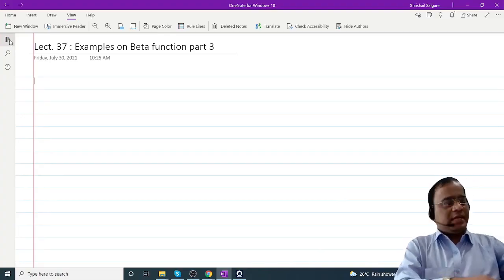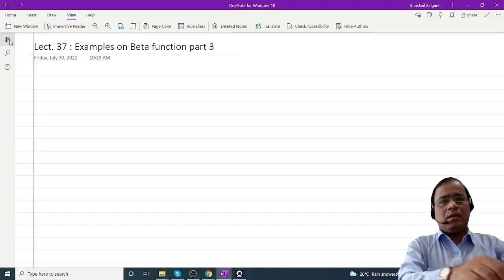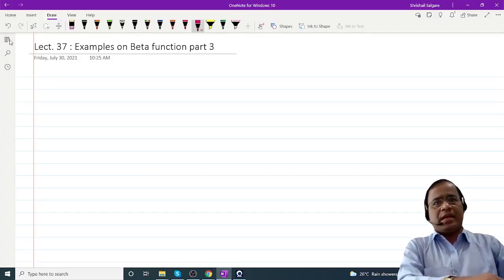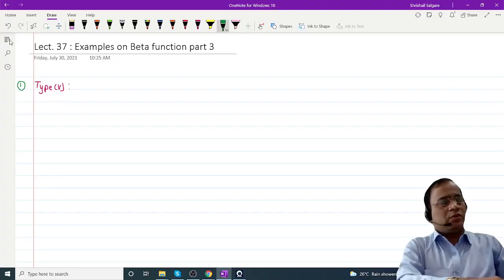So continue with the next one. Suppose you are using the definition of beta, either in the algebraic or trigonometric form. So the next one, type 5. Type 5 and example number 1. So I will consider that as example 1.